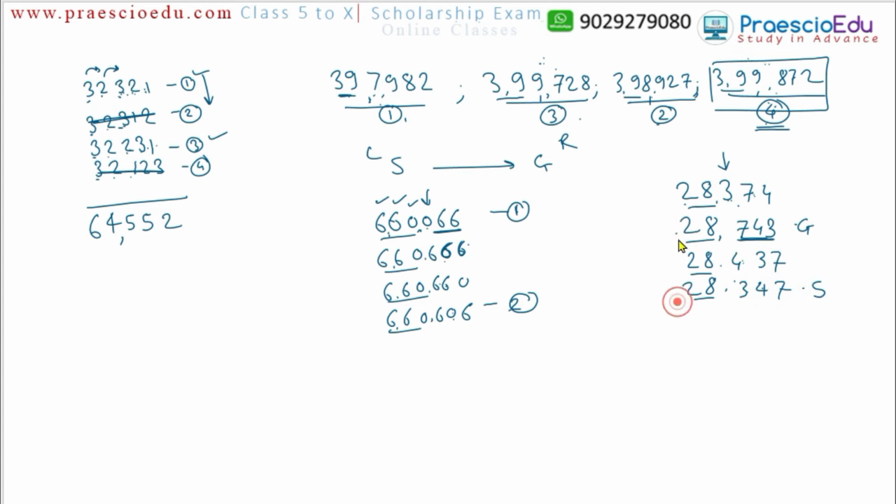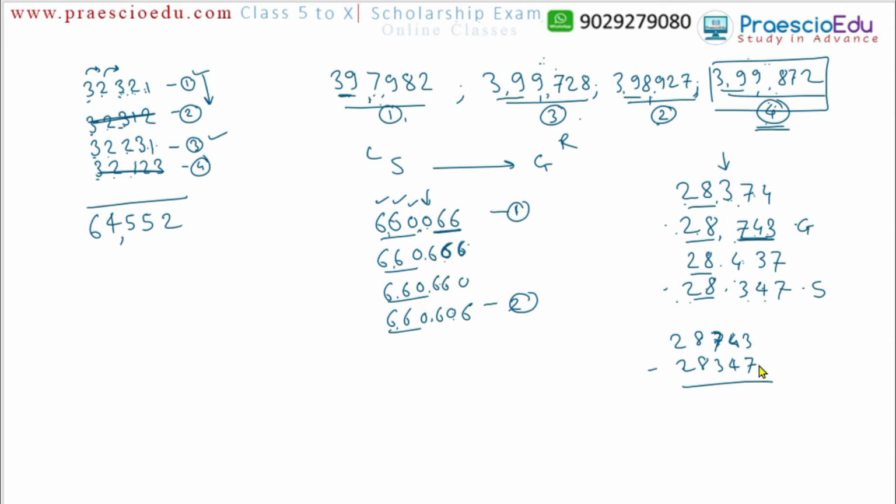Now in these two numbers we have to find out the difference. Here 743 and here 347. All are having 28,000 and then some digits, so you can eliminate these two digits for finding the difference. Only 743 means 743 minus 347. You can do it like this.